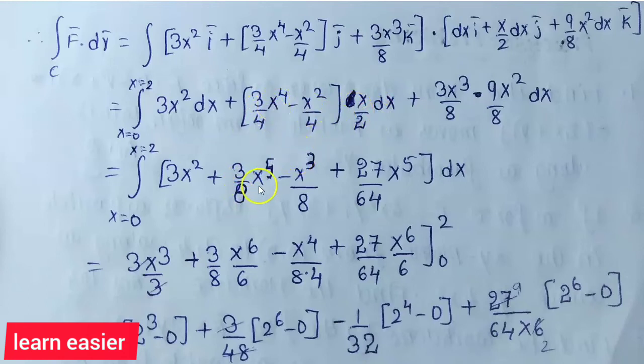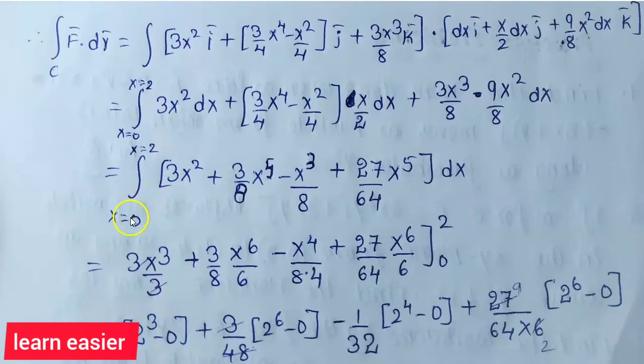x power 4 into x, which is x power 5, minus x square into x, which is x cube, and 4 2s are 8, plus here we have 3 9s 27 and 8 8s 64, into x cube into x square, which is x power 5, and we take the dx from these terms as common. So we got finally this after simplification.